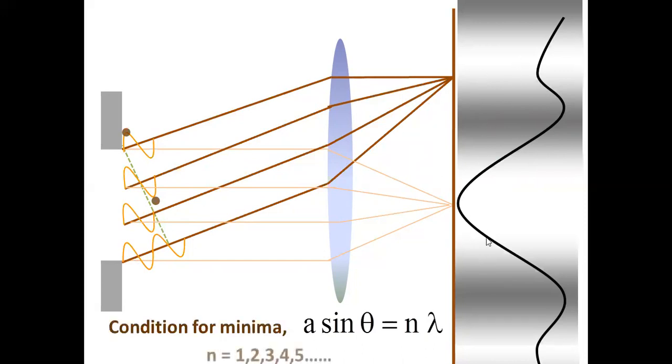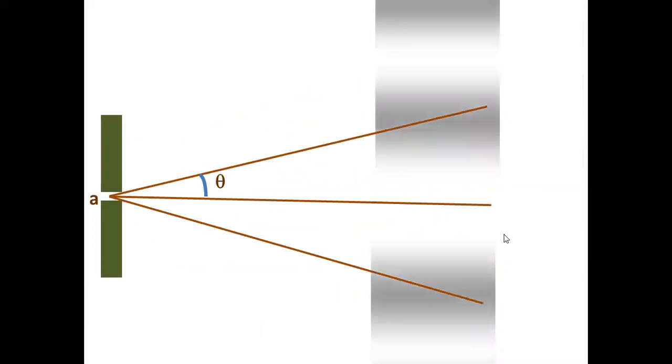The condition for minimum is a sin theta equal to n lambda, where n stands for 1, 2, 3, 4, 5, etc. Now suppose the slit is made very narrow. If you stand at the slit and try to see this central maximum, the brightest fringe, where is it? It starts from this dark up to this dark. This is the central brightest fringe. If they ask the question, what is the angular width of the central bright fringe?